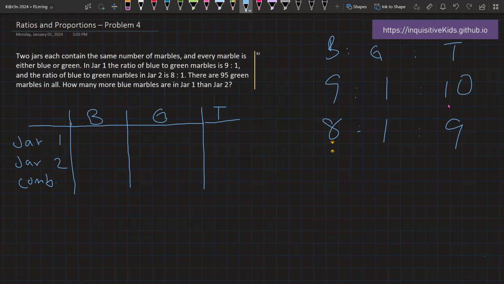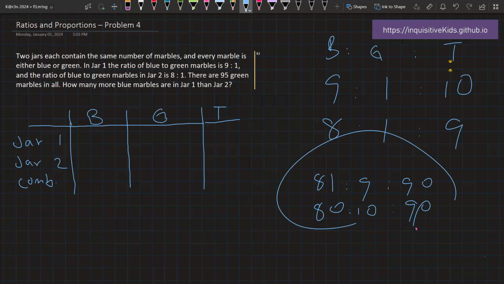So one thing we'll notice is that the total amounts, blue to green to total, are described with different numbers in the units, although we do know that they contain the same number of marbles. So let's try finding a common multiple and make equivalent ratios so that the total numbers are both the same. They're both 90. So we can create equivalent ratios that are 81 to 9 to 90, and then 80 to 10 to 90. Here, as you can see, we have equivalent ratios with the total unit being the same.